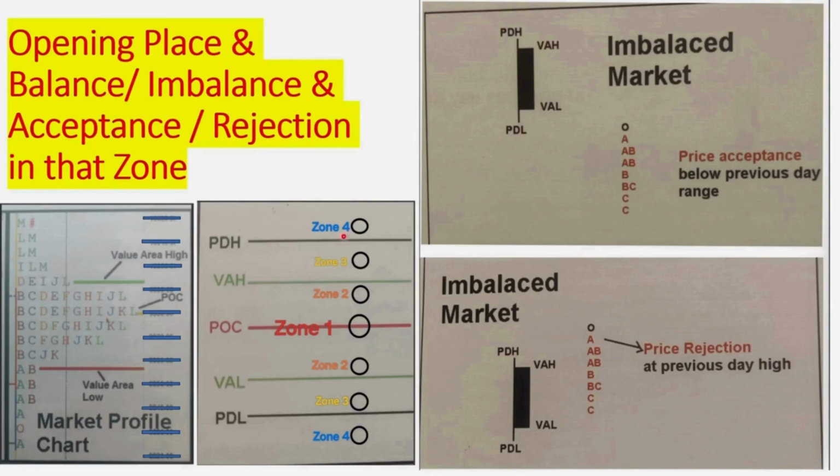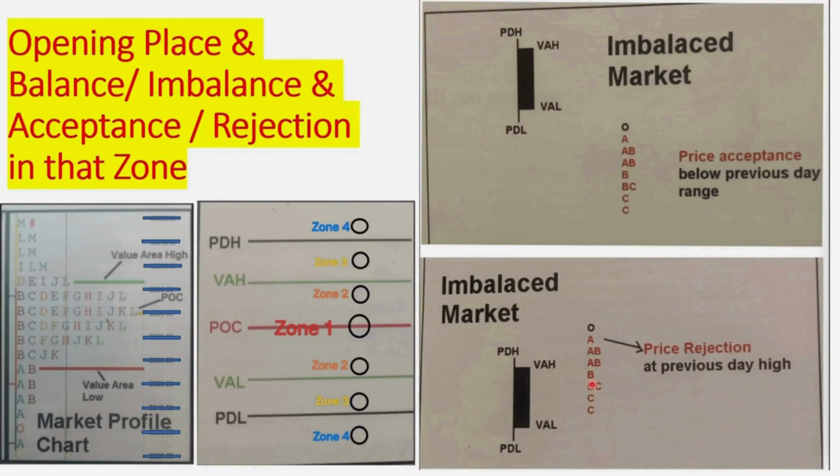In an imbalance scenario, there are two possible outcomes: acceptance and rejection. If you look into the acceptance, if the price opens below the previous day's low and remains accepted in that zone, it shows initiative activity and suggests that the imbalance will continue in that direction. Whereas in rejection, if the price opens in an imbalance zone but fails to sustain in that zone, it will push back towards the previous day's value area, indicating responsive activity and failed imbalance.